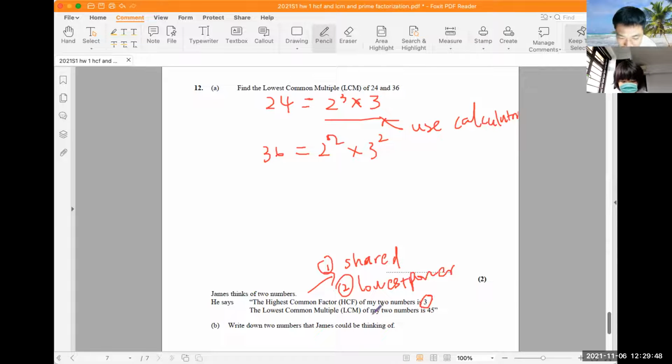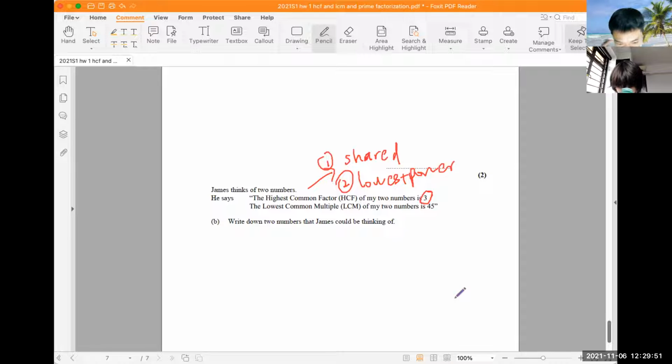So what this means is, based on this first statement, you know that this number X and number Y, they both have 3. And the lowest power for 3 is 1. So that means you already get one of the factors for X and Y based on statement 1. Given the definition for highest common factor, it must be shared, and it must be the lowest power. So they both have 3, and the lowest power for 3 is 1.